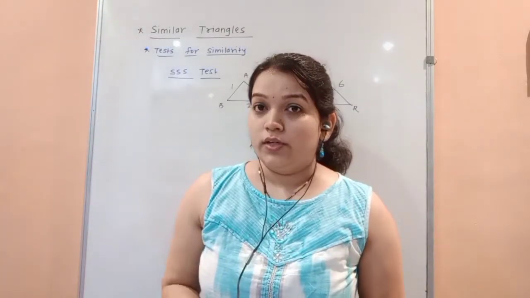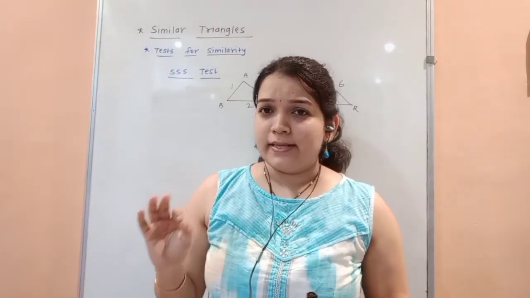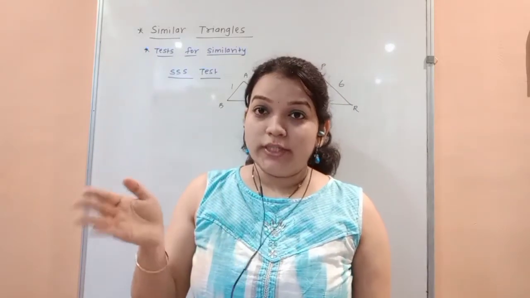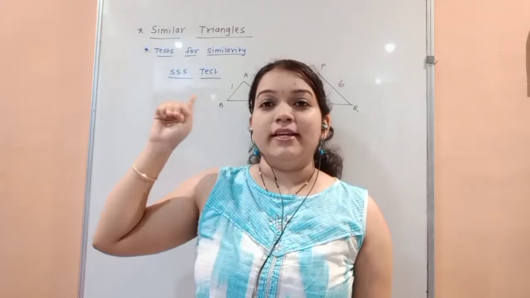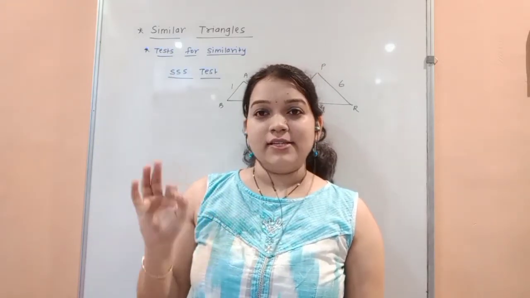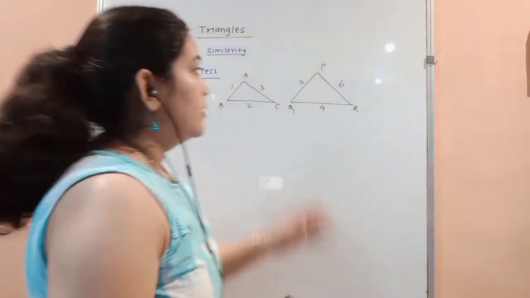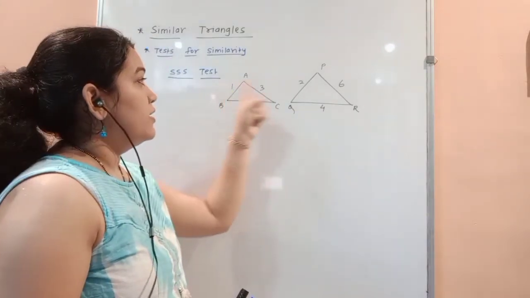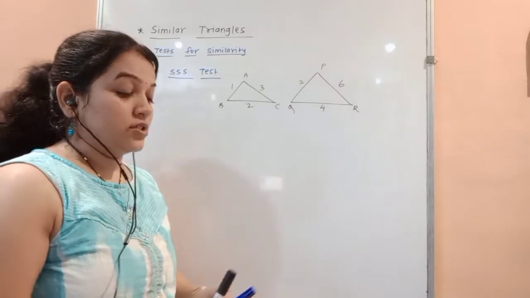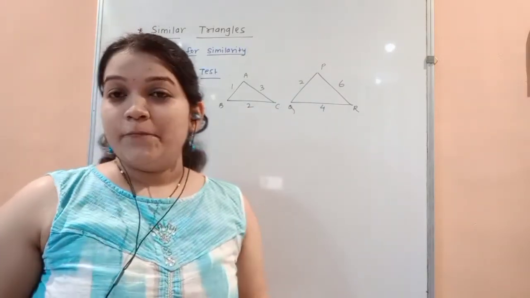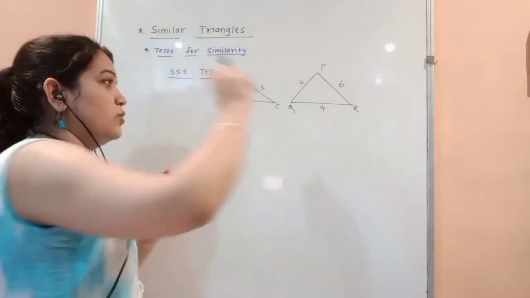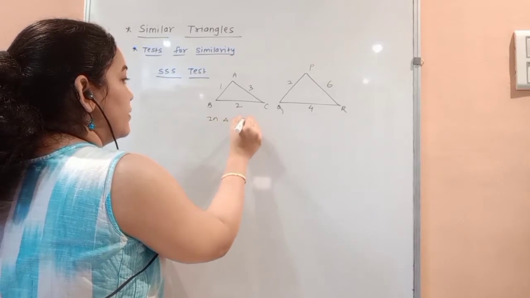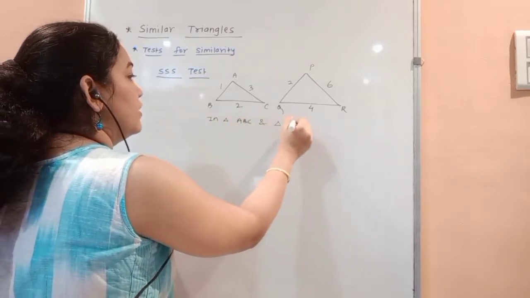Okay, now last test is SSS test, which is very simple. Side side side means here we don't want to say sides are congruent, but we have to prove the ratio of corresponding sides is equal. Okay, now see, here two figures are given, triangle ABC and triangle PQR. See the sides, this is 1, this is 2, this is 2, this is 4, this is 3, this is 6. So definitely you are getting the ratio is same. Yes or no? You will get the ratio 1 by 2. So write down in triangle ABC and triangle PQR.